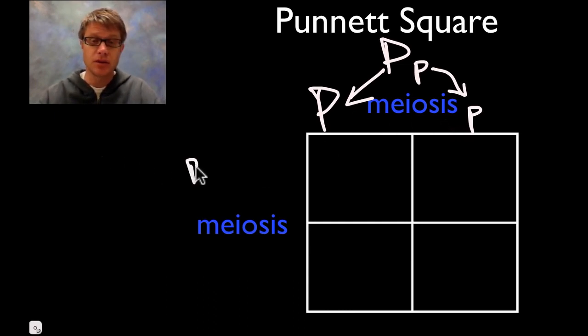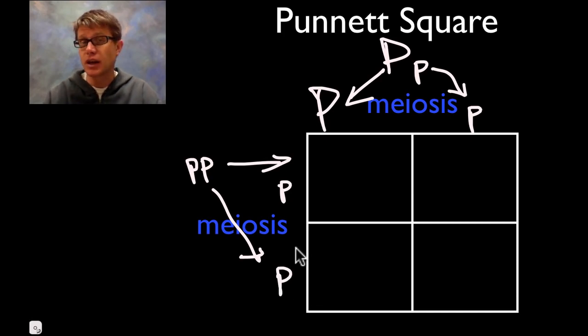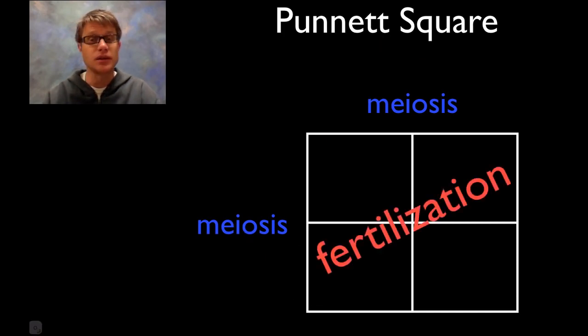Likewise, let's say we're copying this with little p, then this is going to segregate as well. So these are going to be the 2 different p's that you can get. And then what does the middle represent? Well, the middle represents fertilization. These are all the possibilities that you could get when these 2 alleles that separated come back together again.